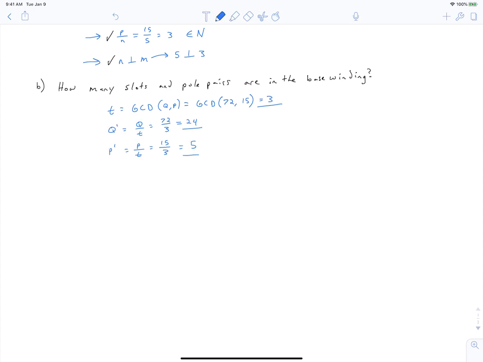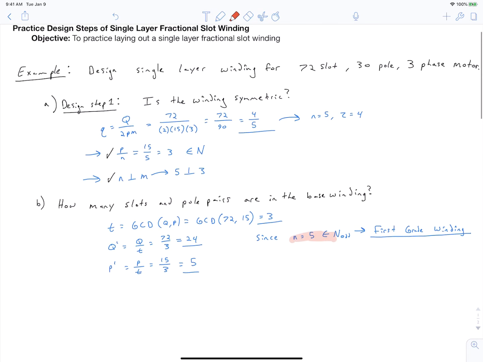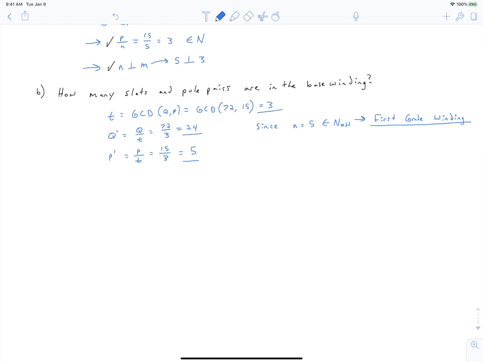And the next question is whether our base winding length is simply equal to q prime, or if we have to go around a second time. Do we need 2 stretches of q prime slots, or can we get by with just 1 stretch? And we answer that by determining the grade of the base winding. We can determine the grade of the base winding by looking at whether n is an even or an odd number. In our case here, n is an odd number, and we determined this above. We calculated our slots per pole per phase above, and we see that it's 4 divided by 5, which means that n is equal to 5, and therefore we have a first grade winding. And for a first grade winding, our base winding length is simply equal to q prime.